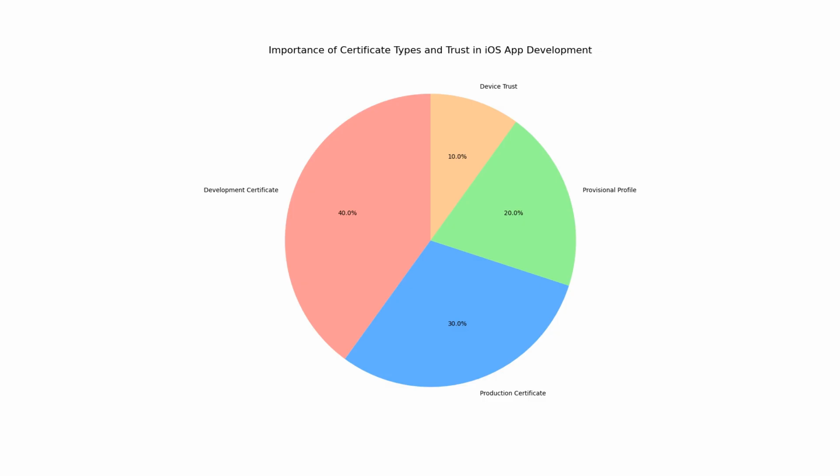This really highlights that certificate management, particularly for development and production, absolutely dominates the overall focus. Now, provisional profiles, well, they represent a meaningful but smaller portion at 20%. This signals that device provisioning and profiles are important for enabling those device-specific installs. Lastly, we see device trust as the smallest slice at 10%, which shows that while trusting the developer identity on the device is necessary, it occupies a smaller fraction of the overall certificate and profile concerns. These proportions suggest that we should prioritize certificate creation and correct signing first, then move on to provisional profiles, and finally ensure that device trust steps are completed.